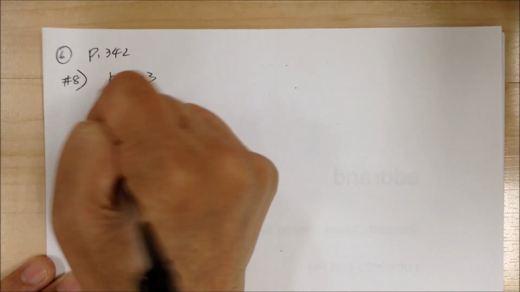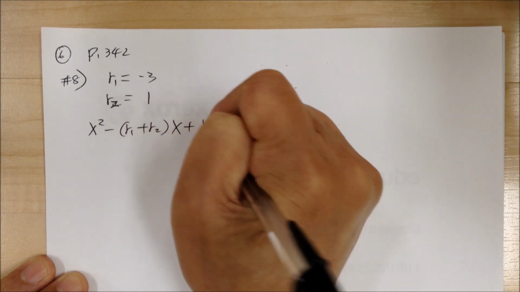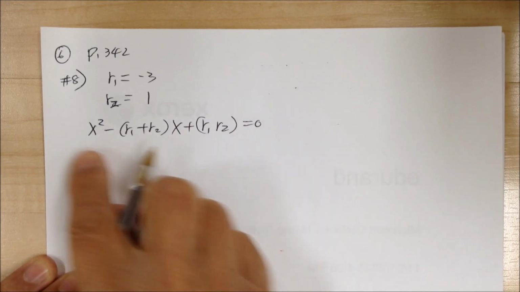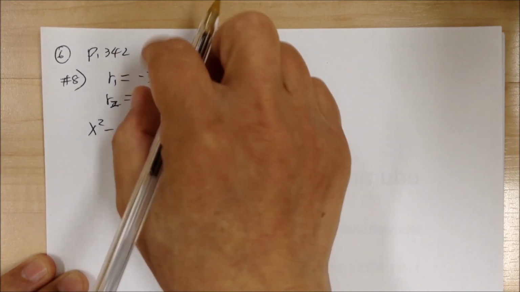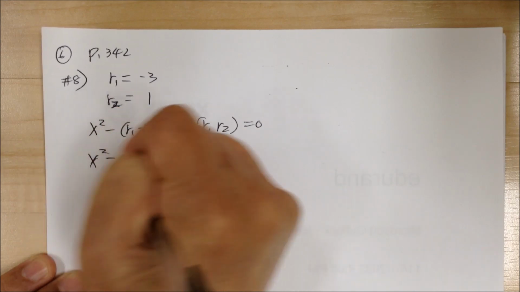So you've got x squared minus (R1 plus R2)x plus R1 R2 equal to 0. So that's your root equation. Make sure you always write that so you can visualize and substitute. Okay, so now you can go and substitute.